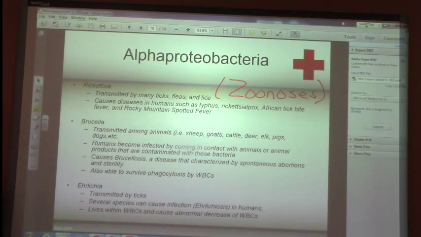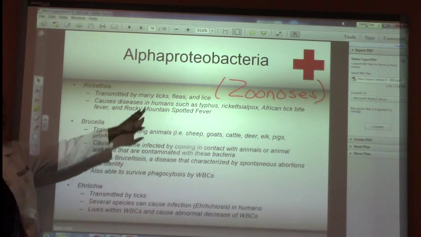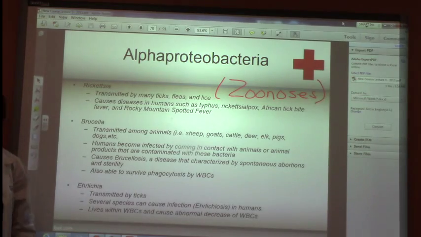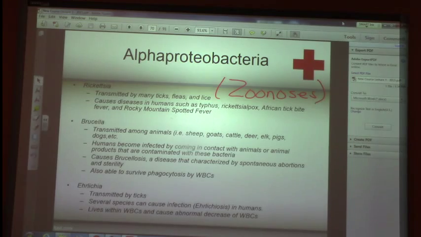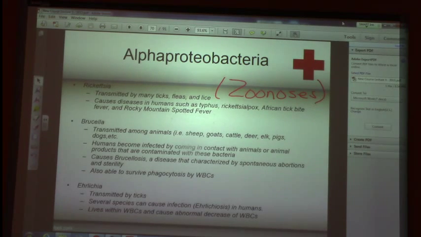Next is Brucella. These are transmitted among animals. So again, these will be referred to as zoonoses. Some examples of animals here would be sheep, goats, cattle, deer, elk, and pigs, as well as dogs. Humans can become infected with them by coming into contact with the animals or the animal products. They are contaminated with these bacteria.